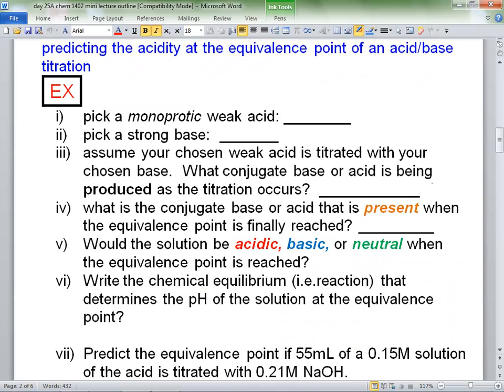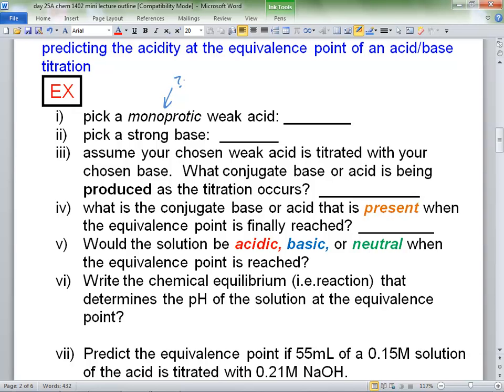Predicting the acidity at the equivalence point of an acid-base titration. So we're just going to not go quite that far, but we'll set things up. Monica, give me a monoprotic acid. Now let's ask you first what monoprotic is. What's monoprotic? It's one something. One what? One acidic proton. Like HCl is a monoprotic acid. There's only one acidic hydrogen. Okay.